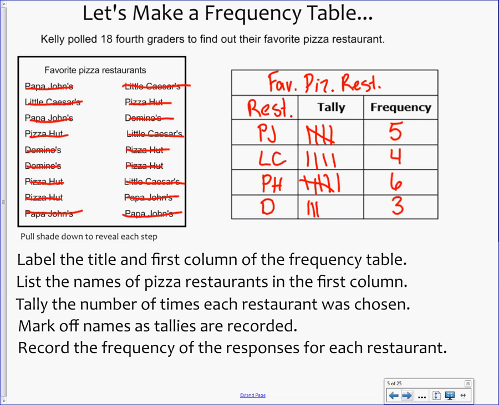We went through step by step. Then I had them come up with a true statement and a false statement about that information. Most of them put as a true statement that Pizza Hut was the most liked, and for the false statement, Domino's was the most liked.